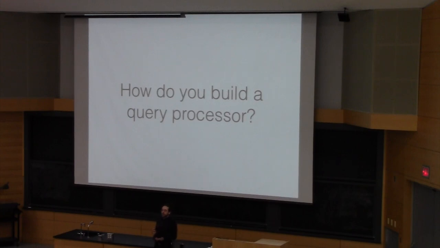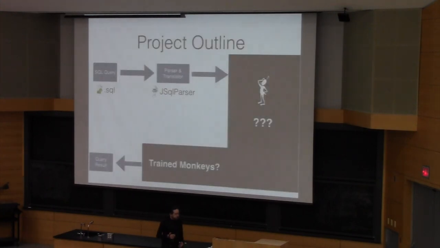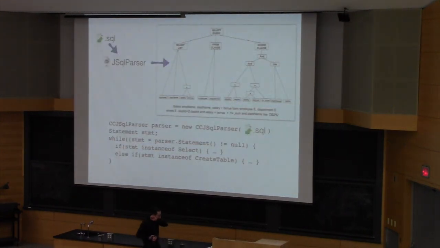How do you build a query processor? Well, at one end, you have data coming in, you have SQL queries that come in, and at the other end, you have query results. So what goes in the middle? Now, the language that comes into a typical query engine is SQL or something like SQL. Basically, this is a declarative set of statements that describe some computation.